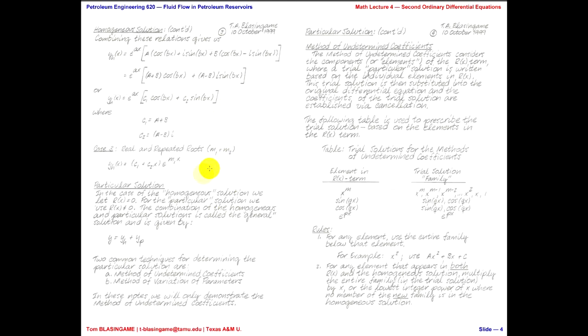And the third case is when the roots of the characteristic equation are equal. In such a case, we're going to have this expression, which is a term multiplied by the exponential function, and a second term multiplied by the exponential function and multiplied by x. Okay, so this is assuming that the differential equation is homogeneous.